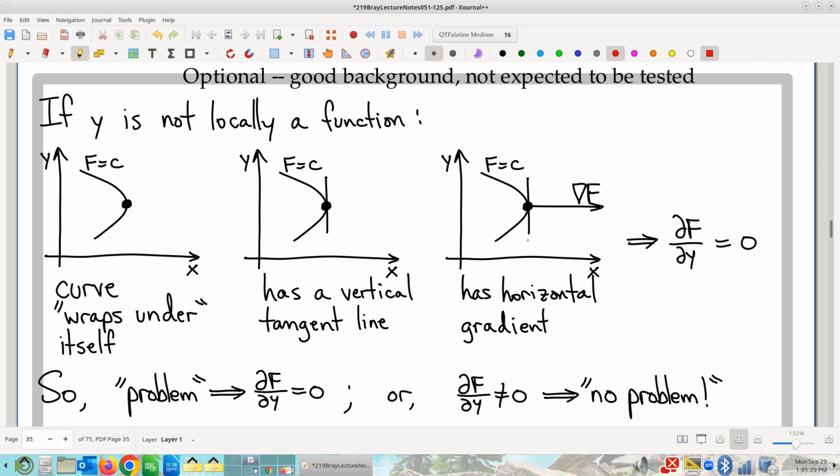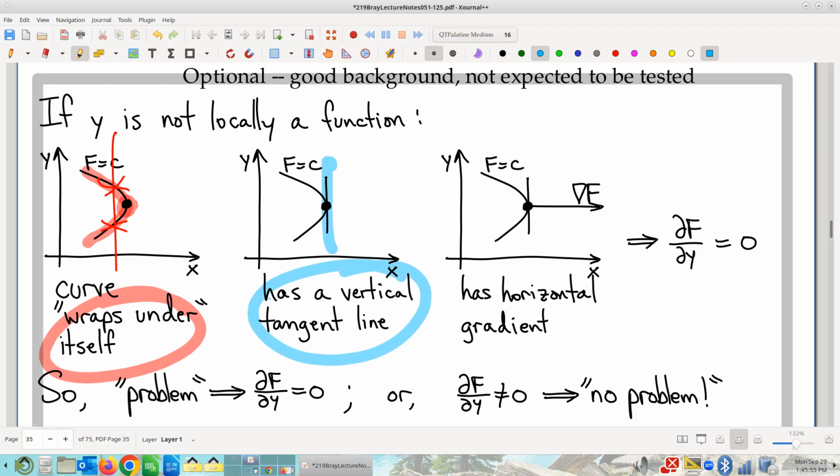But a problem like that, the problem is that the curve is wrapping under itself. And you're going to fail the vertical line test all day long there because it's wrapped under itself and you're going to have these multiple intersections. Right? So the fact that it's wrapping under itself is the problem. And if you think about it, wrapping under itself is only possible because it's vertical there. It has a vertical tangent line.